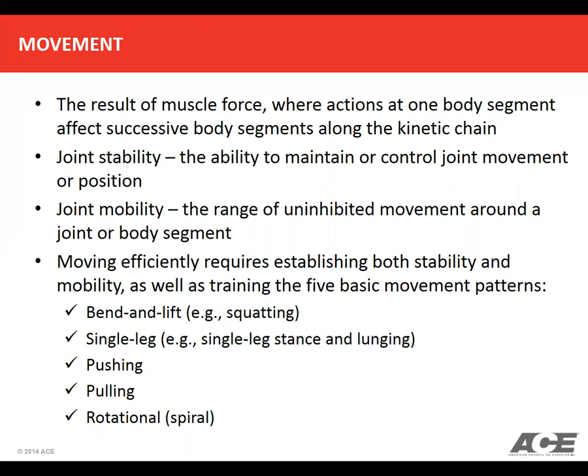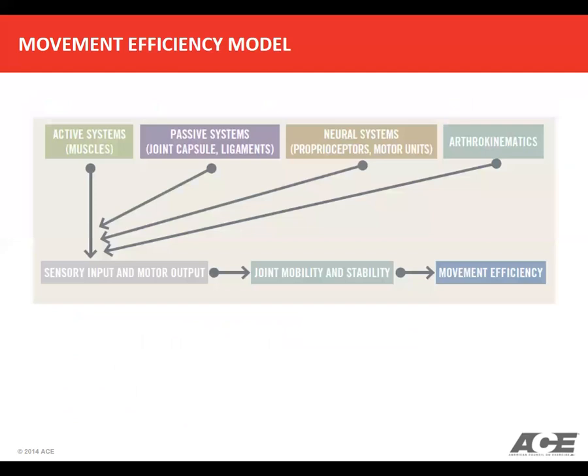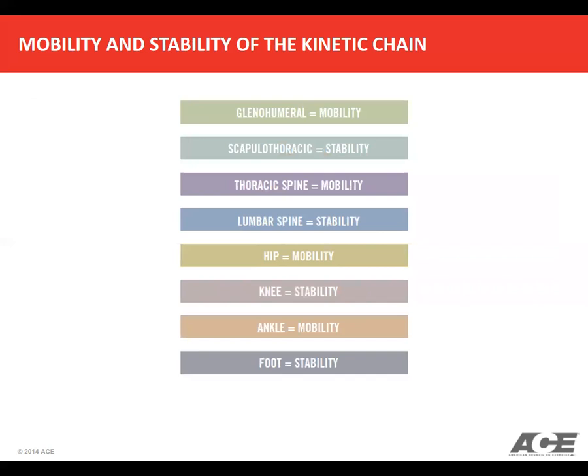So this book likes to simplify things down to these 5 principles of movement: bend and lift, single leg, pushing, pulling, rotational movements, right? Again, there's a lot of other things that go into it, and there's a combination of those that can also happen as well. But it's ACE, they like to simplify. They look at these things in their movement efficiency: active systems, which would be the muscles; passive systems, joint capsule and ligament; neurosystems, proprioceptors, motor units, and arthrokinematics. I'll go into your sensory input, motor output, which equals joint mobility and stability, and your movement efficiency.